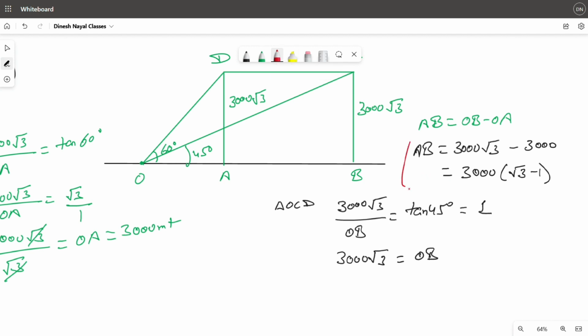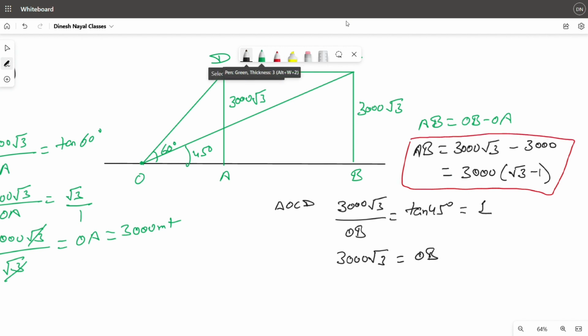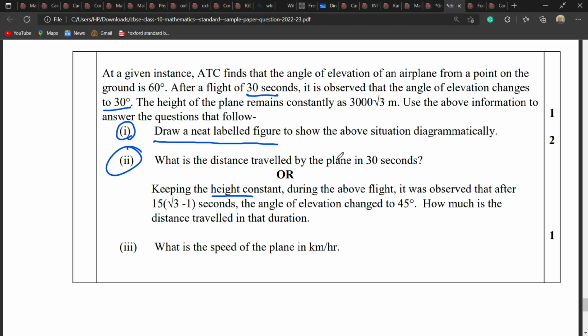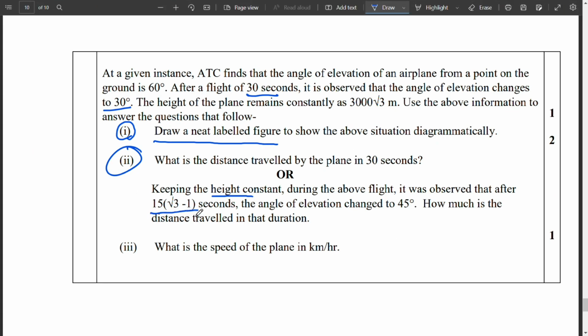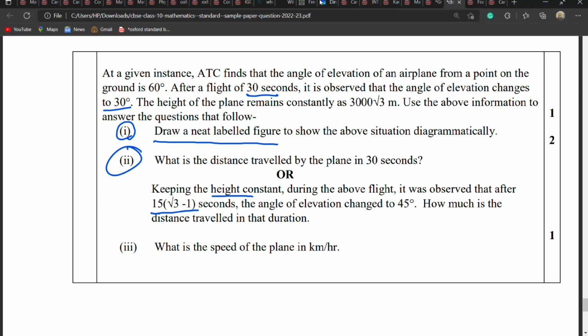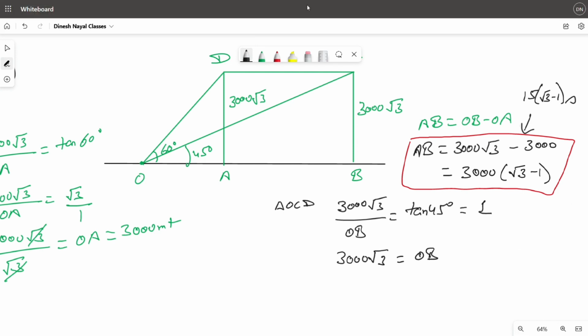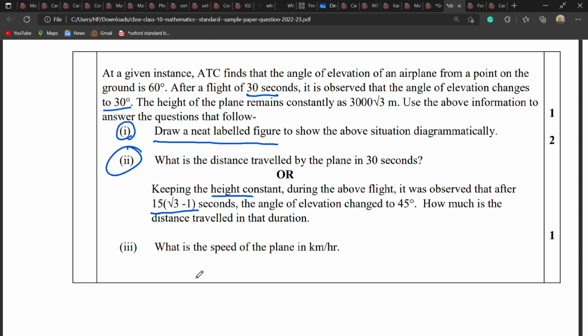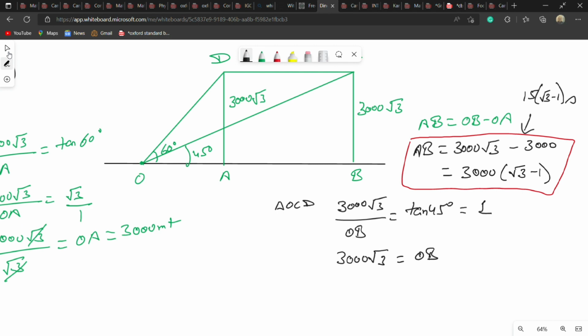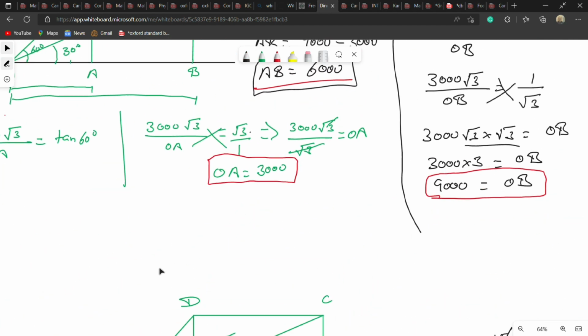This is the distance traveled AB, in how much time? Let's go back to the question. Yes, this is 15(√3 − 1) seconds. So in 15(√3 − 1) seconds, that plane has traveled 3000(√3 − 1) meters. Okay, now what's the next part? What is the speed of the plane in kilometer per hour? Remember, you have to find it in kilometer per hour. So let's go to the first part first.